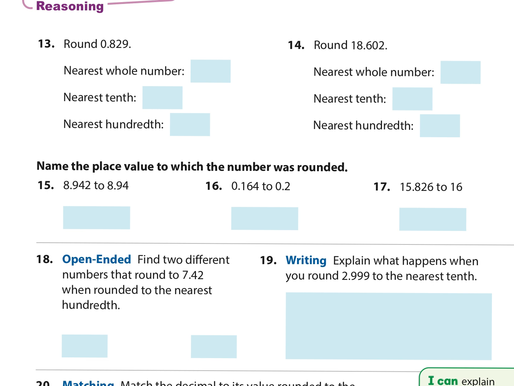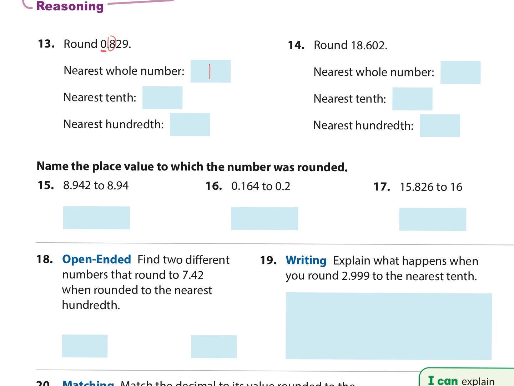But number 13 says round 829 thousandths, and I have to round it 3 different ways. First, to the nearest whole number. So I am going to underline the whole number, which is 0. And the judge to the right is 8. So what's the nearest whole number? Jason? 1. Good.